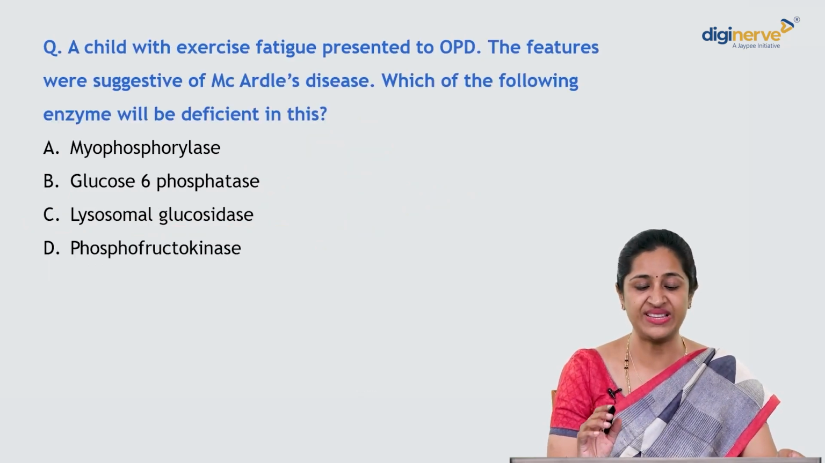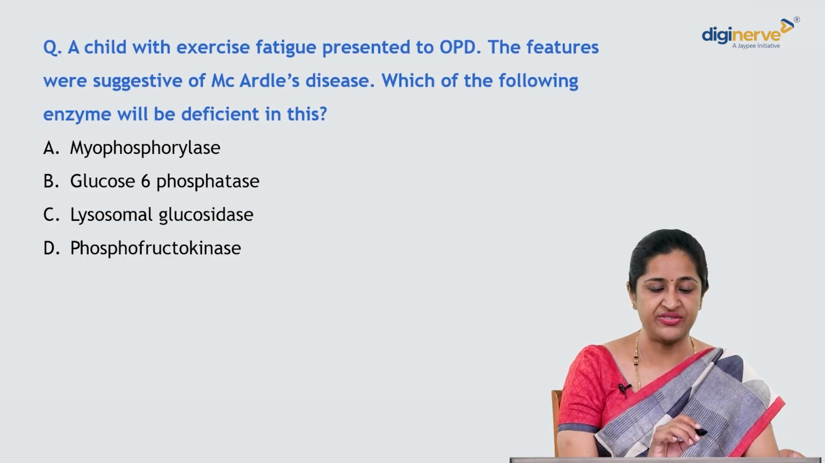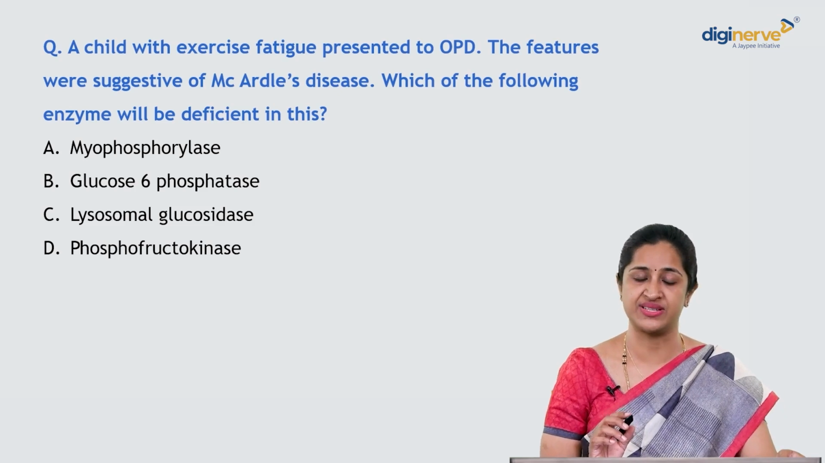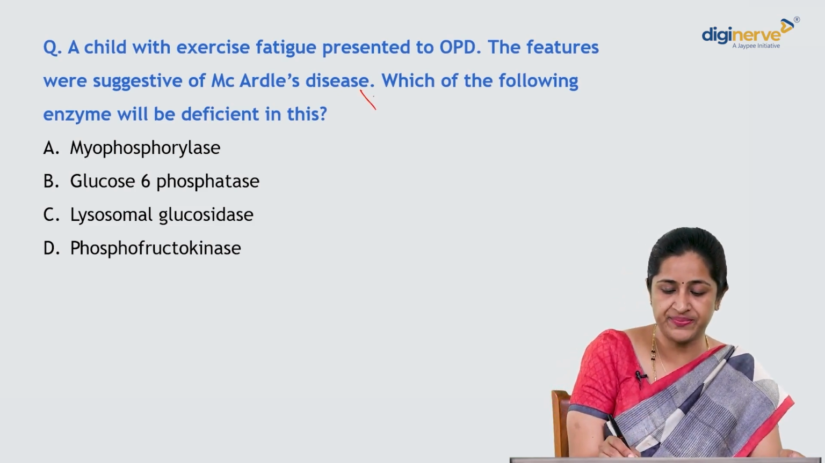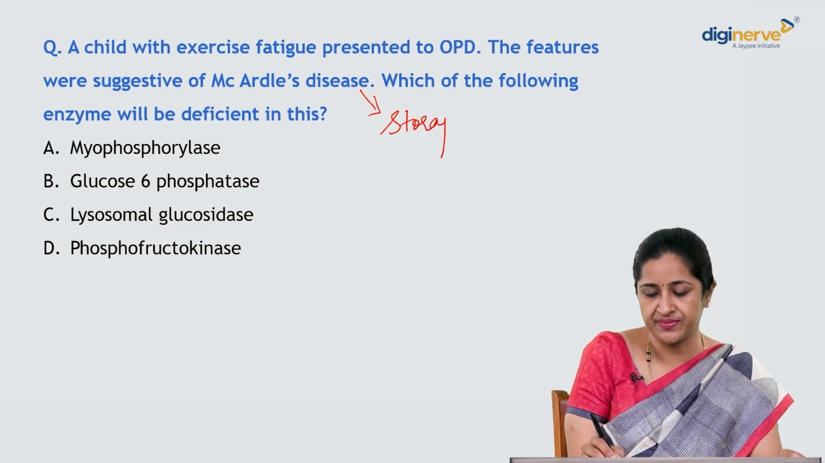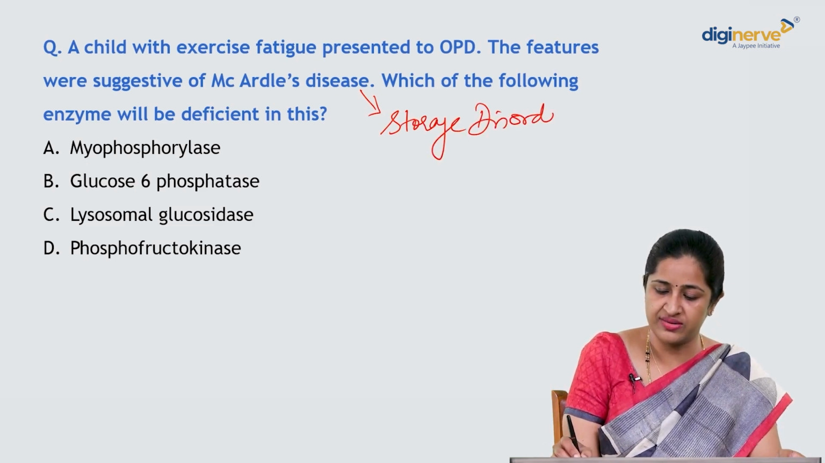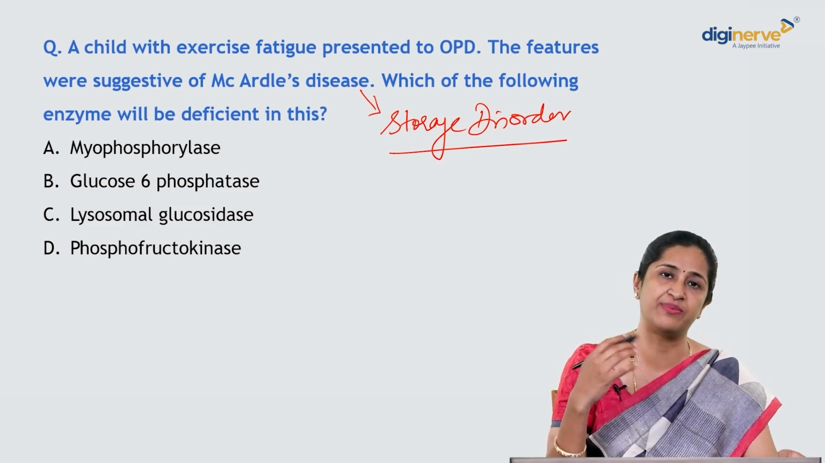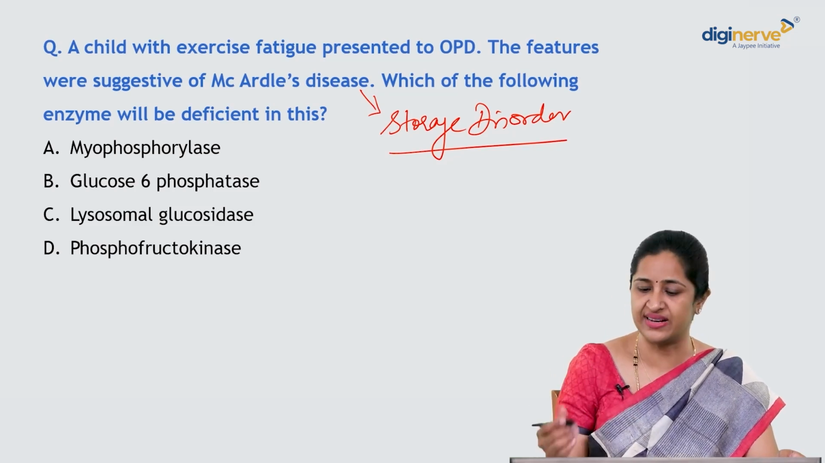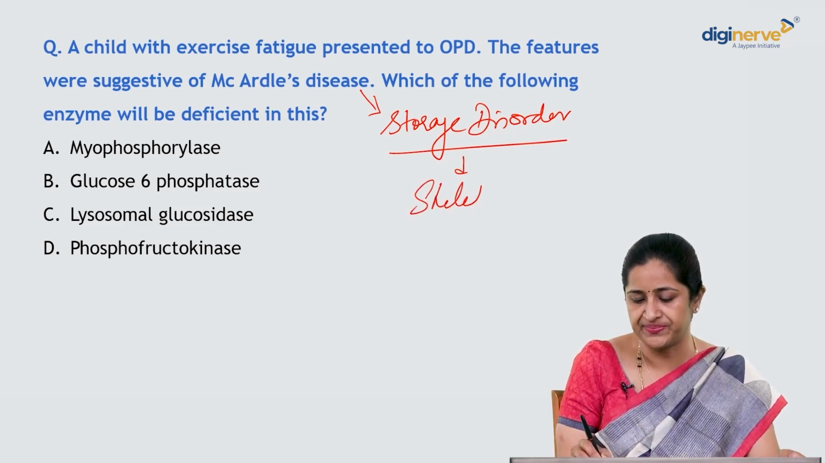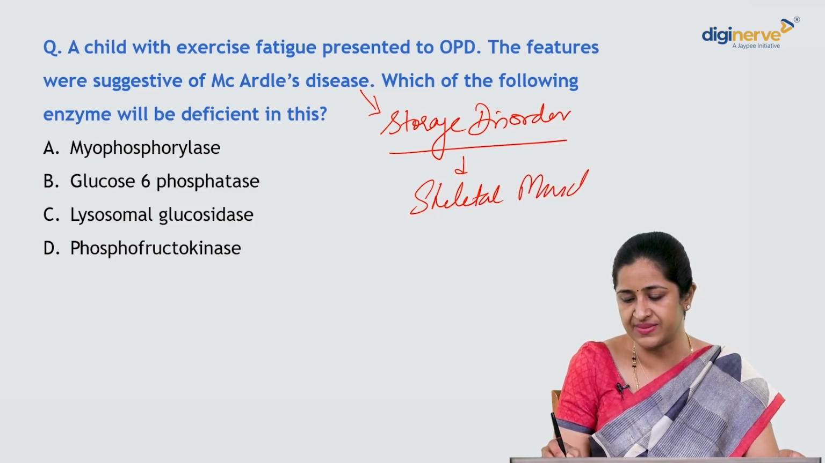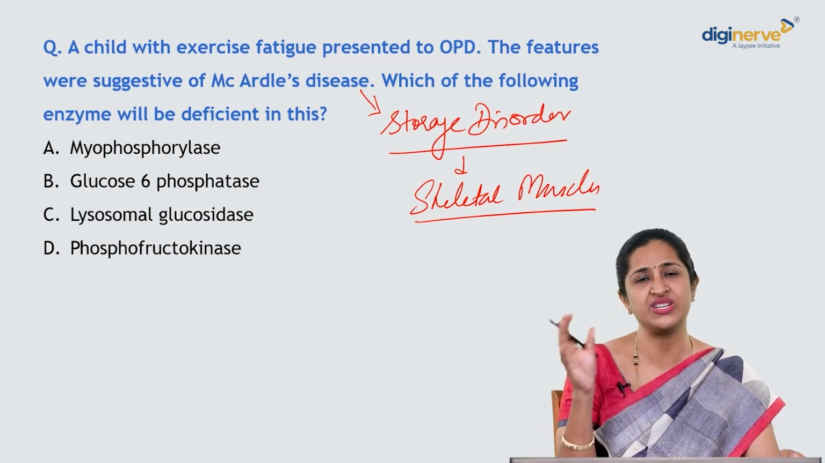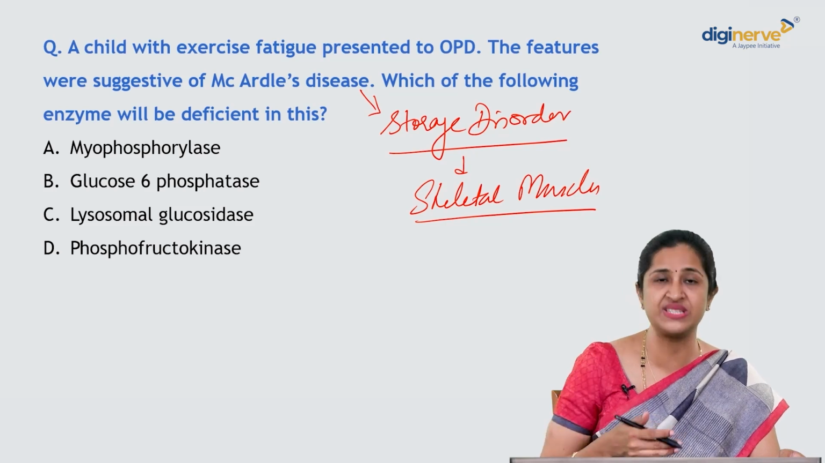Next question. A child with exercise fatigue comes to the OPD. The features were suggestive of McArdle's disease. Which of the following enzymes will be deficient in this? Now, McArdle disease is a storage disorder. It's a storage disorder because there's an enzyme deficiency because of which the abnormal metabolite gets stored in the skeletal muscles. Storage disorder primarily involving the skeletal muscles. So when you look at McArdle's disease, a skeletal muscle disorder, you just have to connect the skeletal muscle disorder to these enzymes.